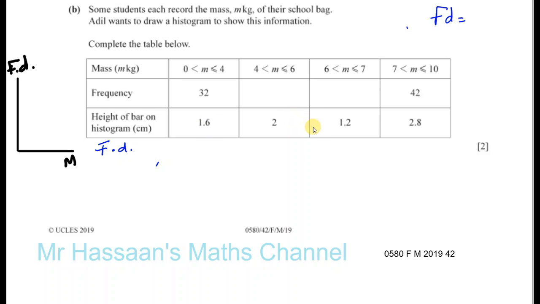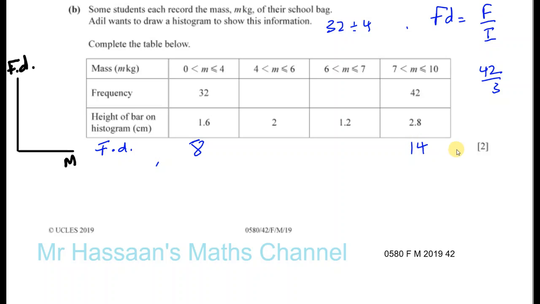The frequency density is equal to the frequency divided by the class width of the interval. So here the frequency density is going to be 32 divided by 4, 32 divided by the width of this bar, that gives you 8. So that's the frequency density for the first bar. For the second bar, the frequency density we don't know, nor for the third, because we don't know what the frequencies are. But for the last bar, the frequency density is 42 divided by 3, because the interval here is 3, from 7 to 10. That gives you 14.